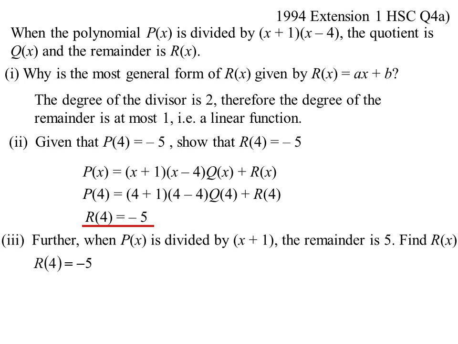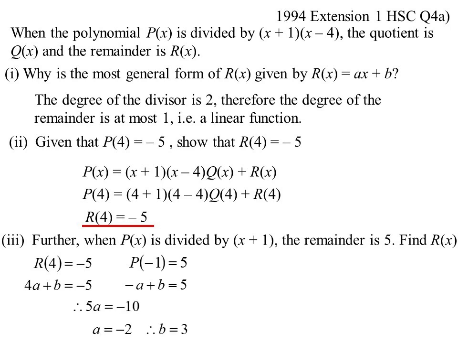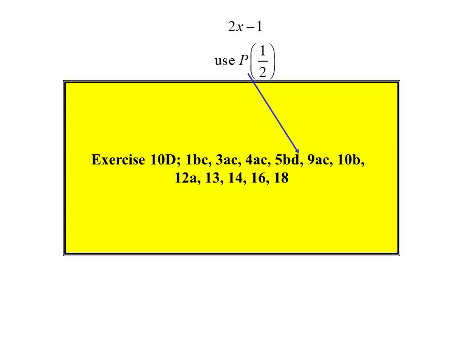So we know remainder 4 is equal to negative 5. That's what we just worked out. So if I put that into our ax plus b, I know 4a plus b is negative 5. The other piece of information they've just given me, when I sub in negative 1, I get 5. Minus a plus b is equal to 5. Simultaneous equations now. We get a is negative 2, subbing back in, b is 3, so our remainder is minus 2x plus 3.